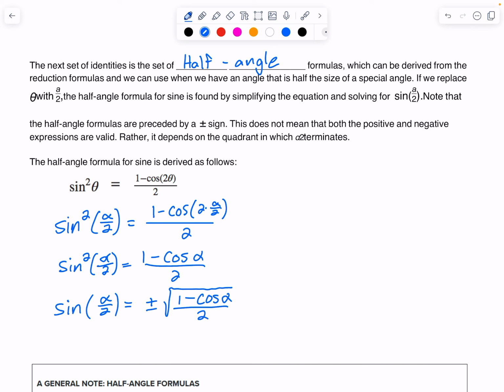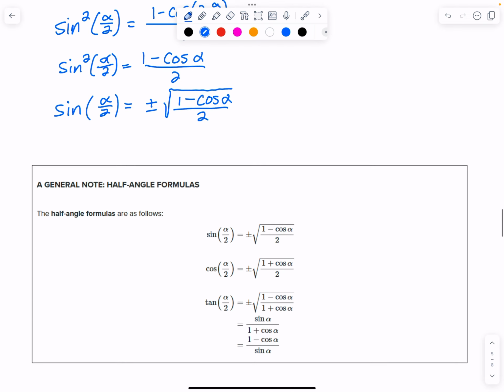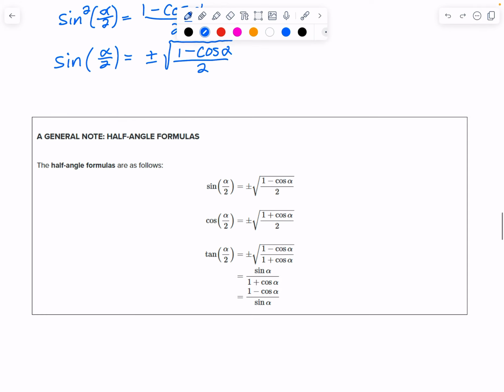I could do this with cosine and tangent. I'm only going to do it here for sine because it's the same kind of reasoning. I'll let you go through that. But here are my 3 formulas, and you can see that cosine is very similar to sine in the way that we would solve, and tangent as well. Now, notice though, we get 2 other formulas. I'm not going to derive those for you, but this formula and that formula are very nice because they don't involve a plus or minus, and they don't involve a square root. So keep those in mind. Know those exist for half angles.